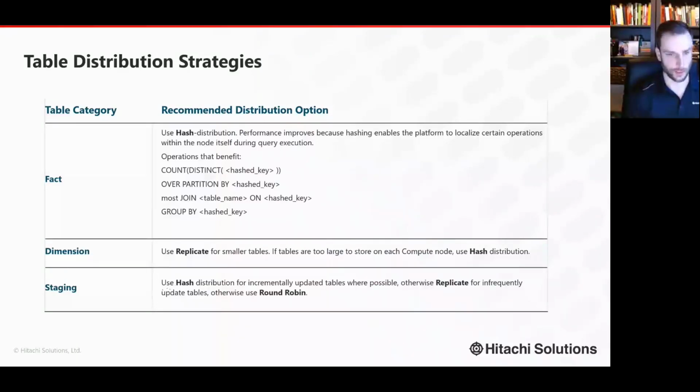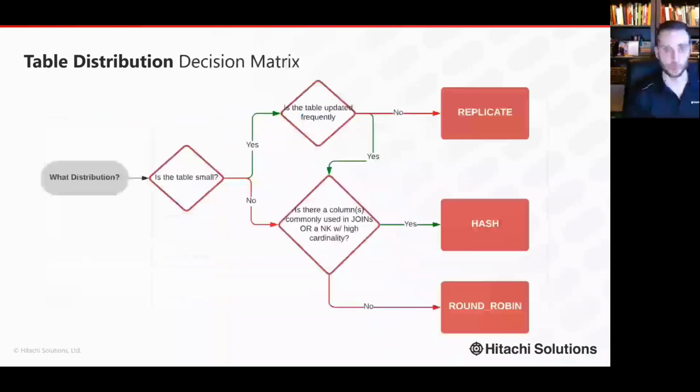With staging tables, I'm going to recommend using hash distribution, particularly for incrementally updated tables. And again, that will greatly improve the performance of doing an incremental upsert operation. Otherwise, replicate if it's infrequently updated, otherwise round robin.